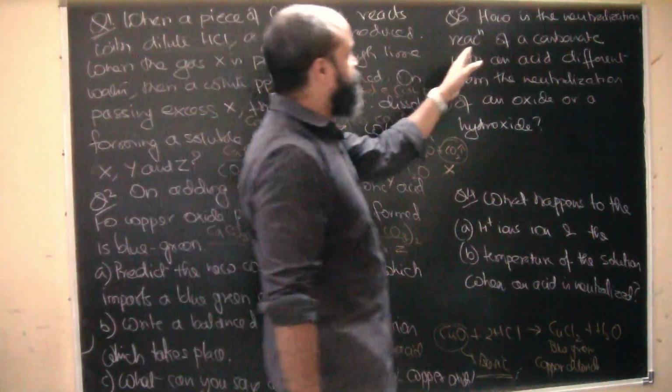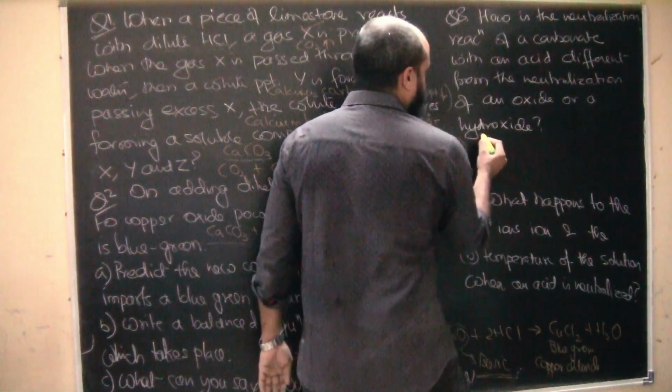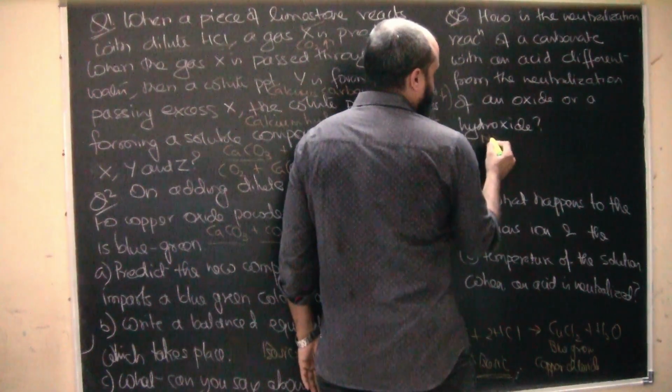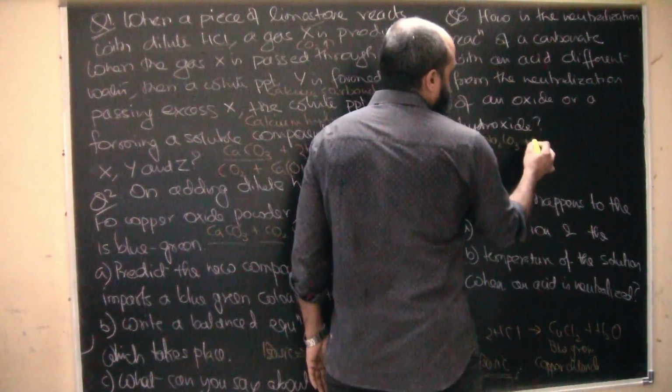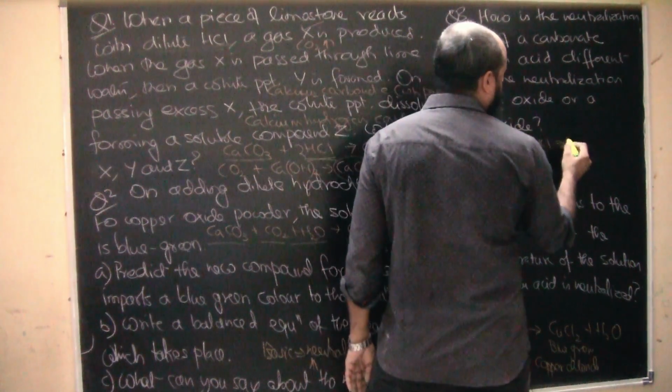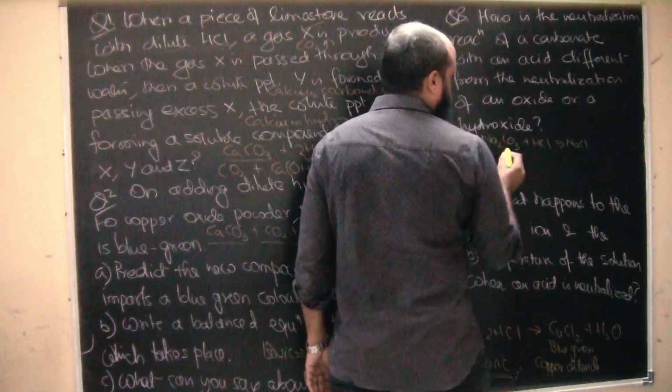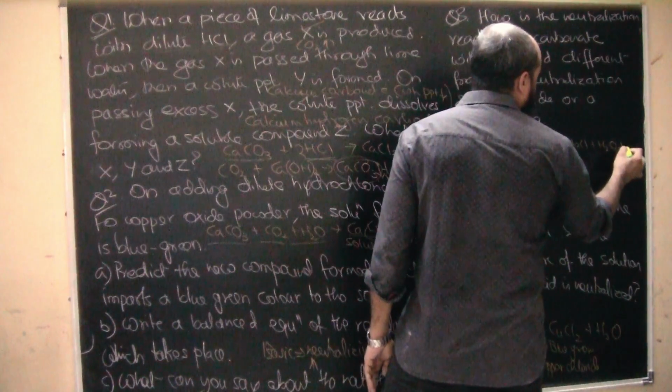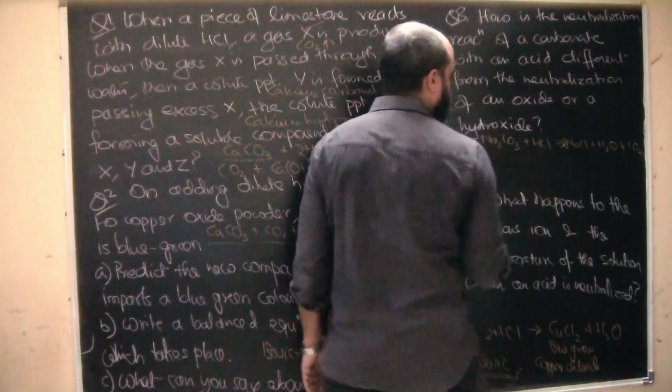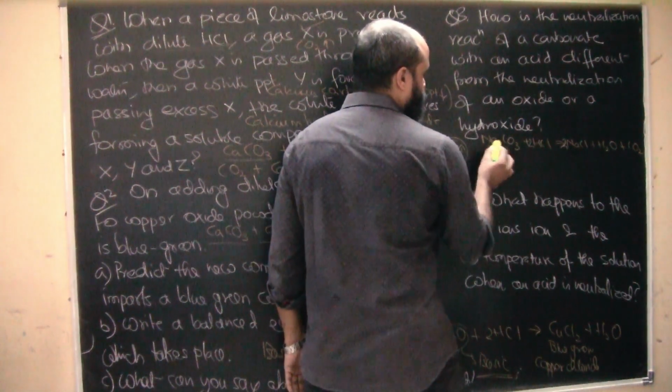How is the neutralization reaction of a carbonate? You know that if we take Na2CO3 plus HCl, this also gets neutralized and forms NaCl plus H2O plus CO2. So this will be 2 NaCl basically, and this will be 2 HCl with Na2CO3.